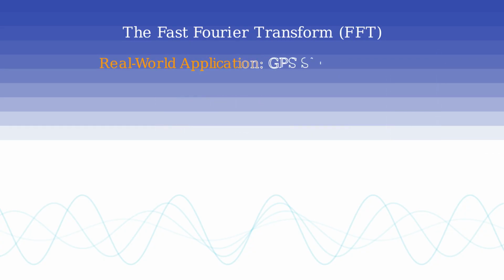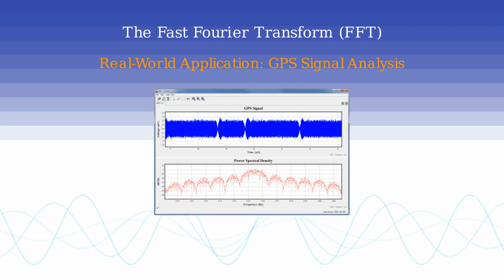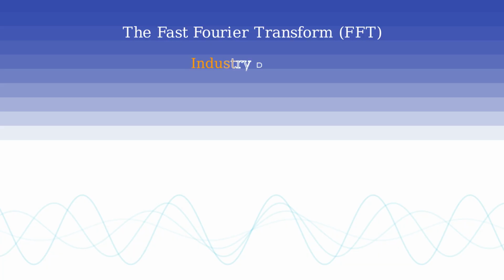Let's look at a real-world application of FFT in GPS signal analysis. In this example, we see a noisy GPS signal in the time domain at the top. The FFT transforms this into the frequency domain, shown in the power spectral density graph at the bottom, revealing the key frequency components. The fast Fourier transform has revolutionized numerous industries.